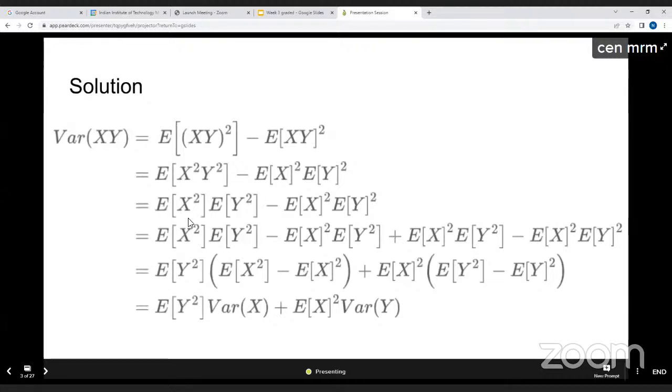If you look at the third step, first term, from there you can find the expected value of x square and the expected value of y square using the formula of variance of x and variance of y. Ma'am, what is the difference between the third and fourth steps? In the third, it is given as the expected value of x square times the expected value of y square. In the fourth step, just one term has been added. So instead of doing this, we can also do this.